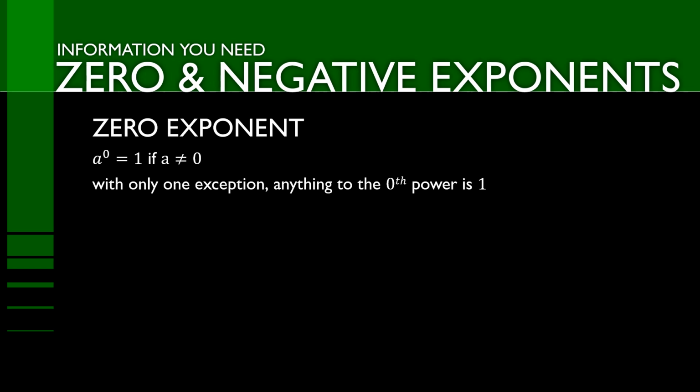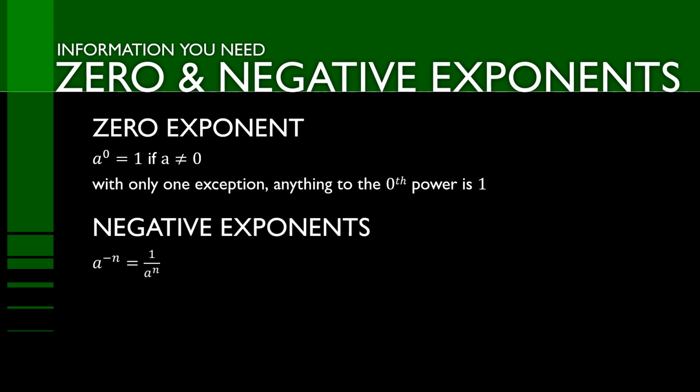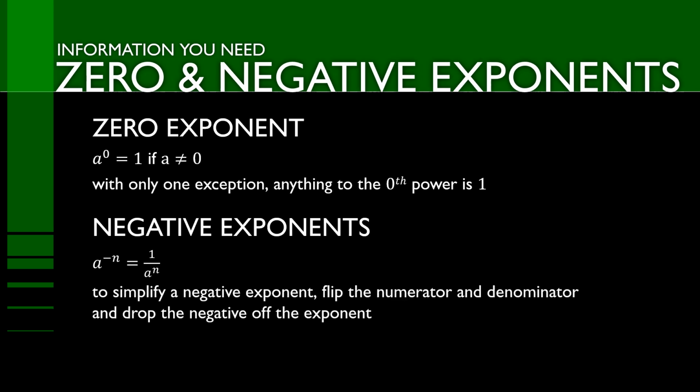Then with negative exponents, so you say you have a to the negative n. What we do with that is we take whatever the base is and we flip it underneath into the denominator. Anytime you see that negative exponent, it automatically tells you to flip it either down into the denominator, or if the base starts in the denominator, flip it up into the numerator. So a to the negative n is equal to 1 over a to the n.